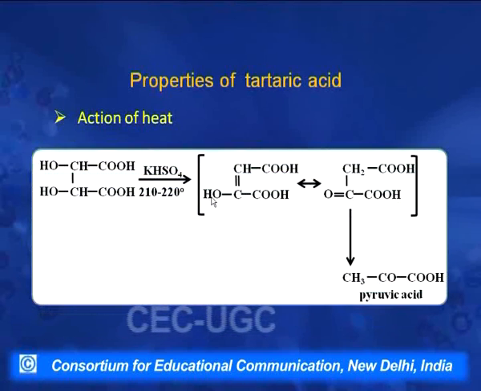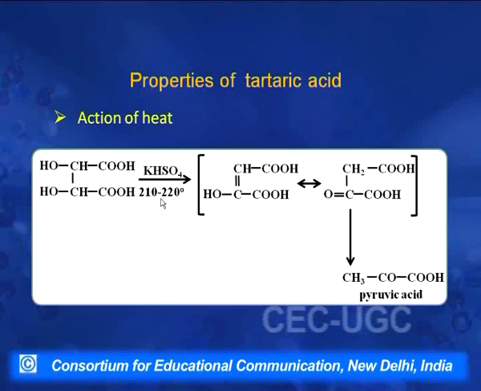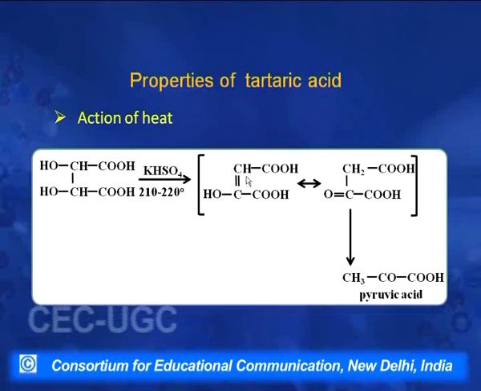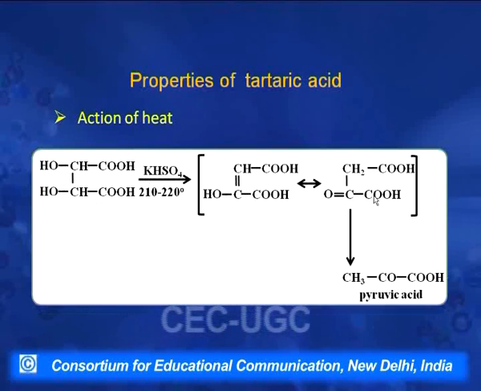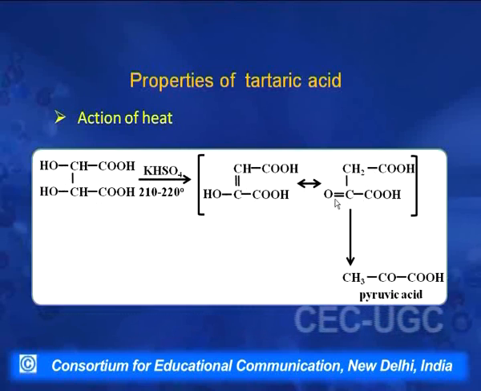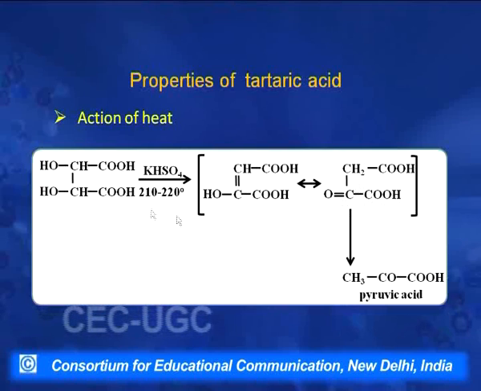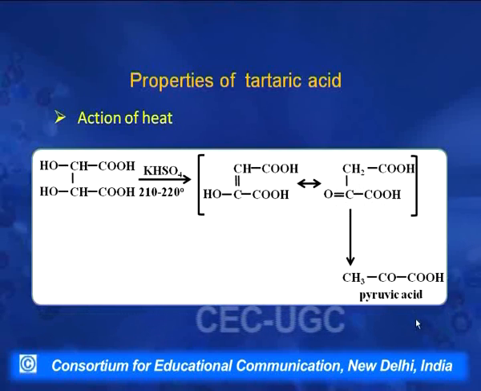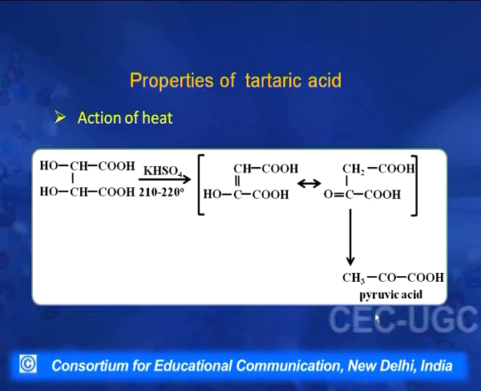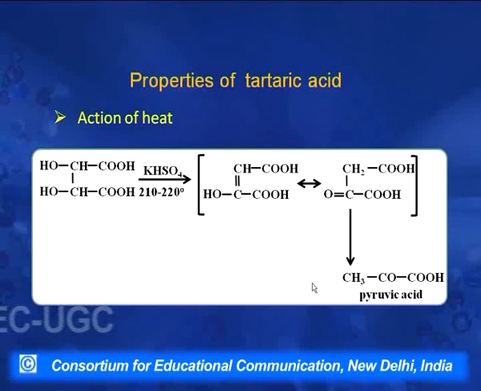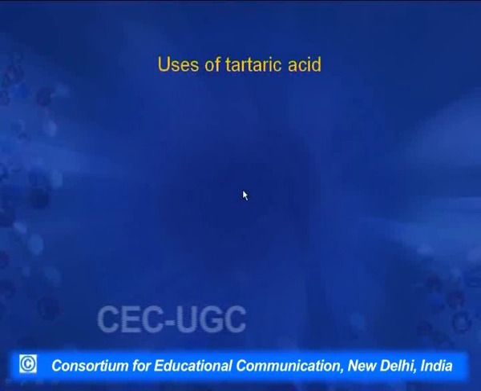When this tartaric acid is heated with potassium hydrogen sulfate, in the first step a dehydration occurs. We get here the double bond and hydroxyl. This is the enol form, it may exist as a keto-enol tautomer, this undergoes in the keto form, and then it undergoes decarboxylation because the carboxyl group is next to the carbonyl. So, this reaction occurs one after the other and ultimately we get pyruvic acid. So, tartaric acid on heating with potassium hydrogen sulfate also yields pyruvic acid.